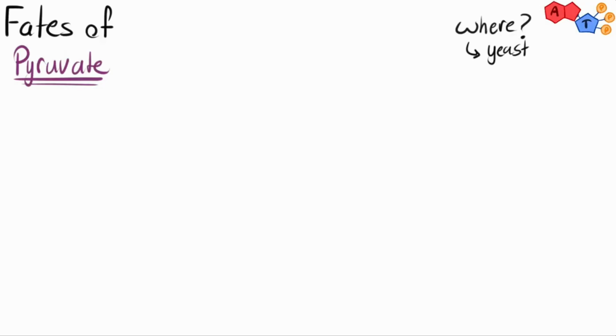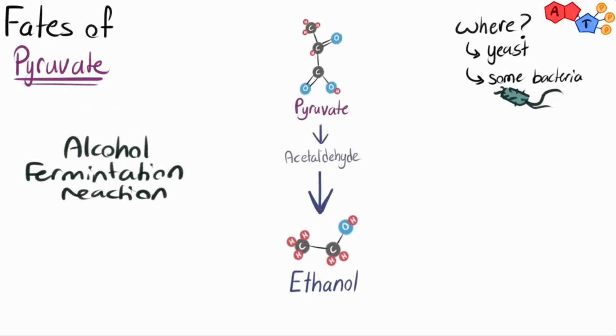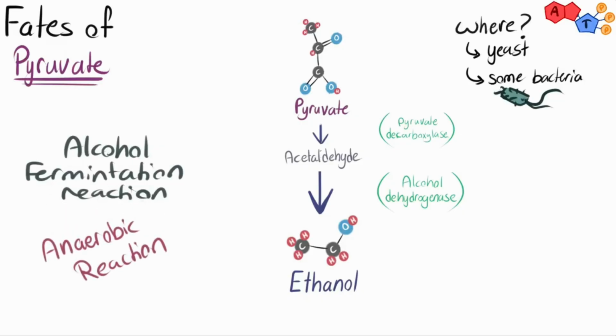3. In yeast and some bacteria, pyruvate is converted into ethanol in an alcohol fermentation reaction. This is an anaerobic reaction and produces carbon dioxide as a byproduct.